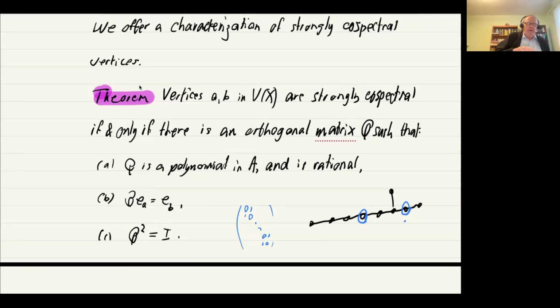For that, we need information about strongly cospectral vertices. What I am saying is simply that many of these results are extensions or sharpenings of results about cospectral vertices. Okay, that's it for today.